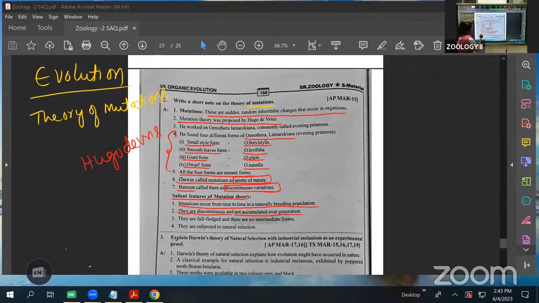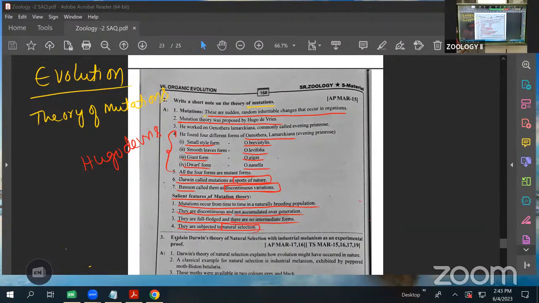Next, they are full-fledged and there are no intermediate forms between them. Next, they are subjected to natural selection. Nature will select automatically; depending upon the environment, depending upon nature, the changes occur. That's why they are subjected to natural selection.